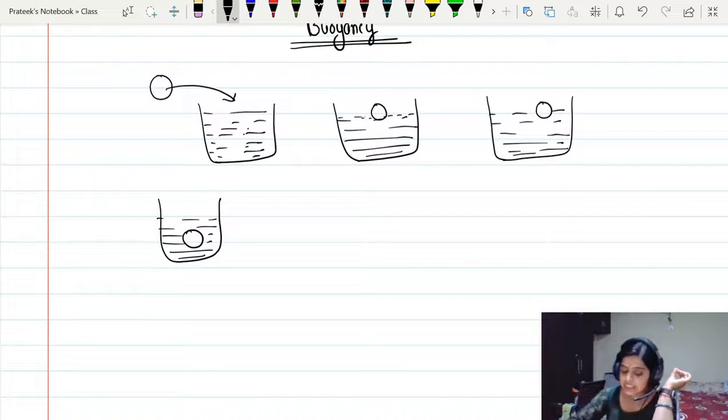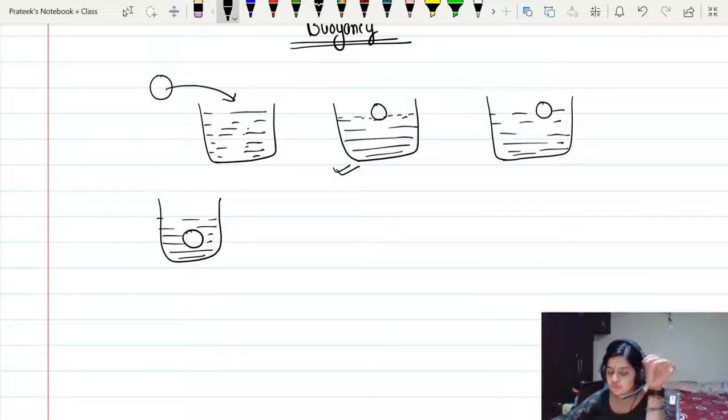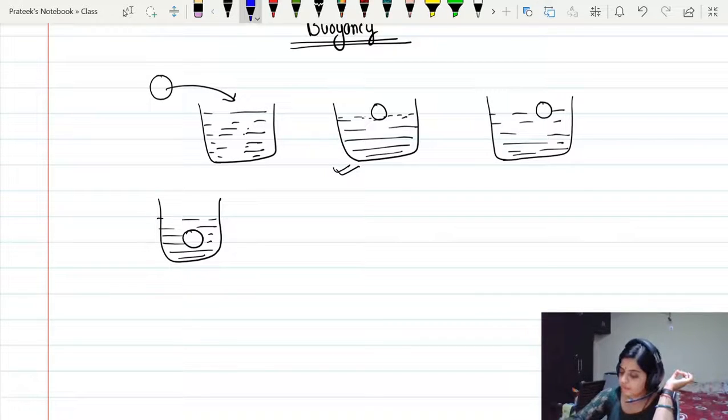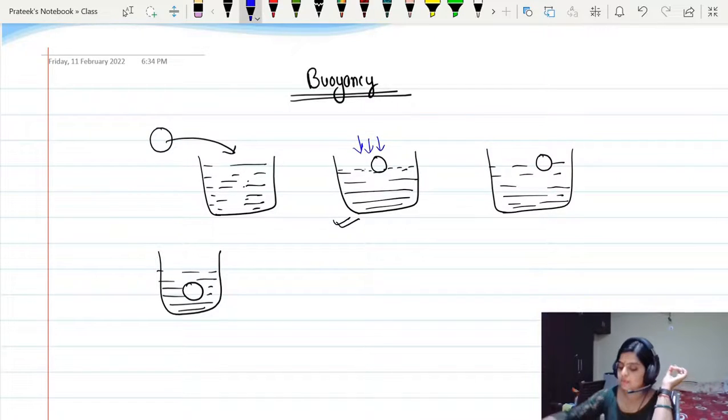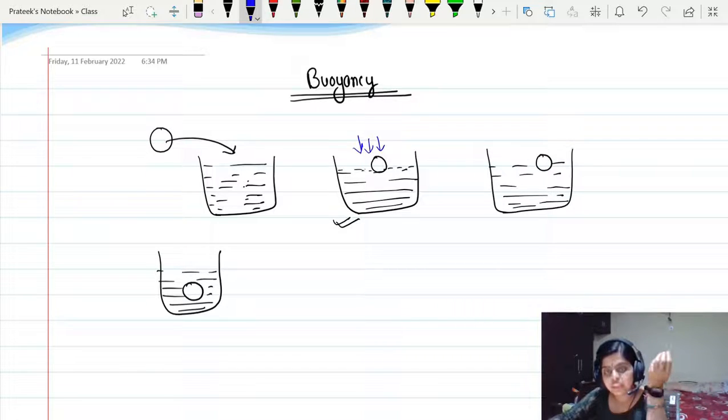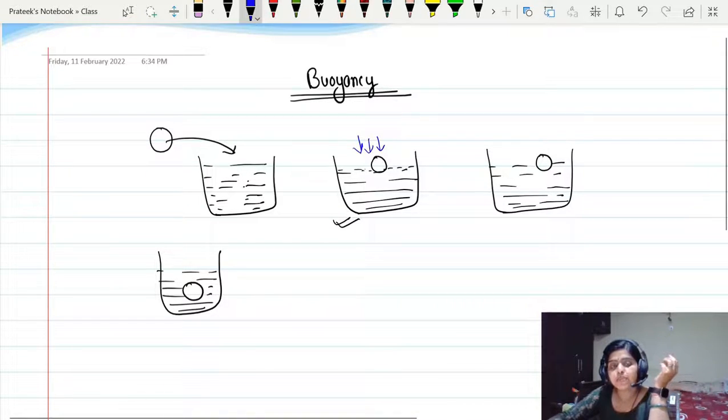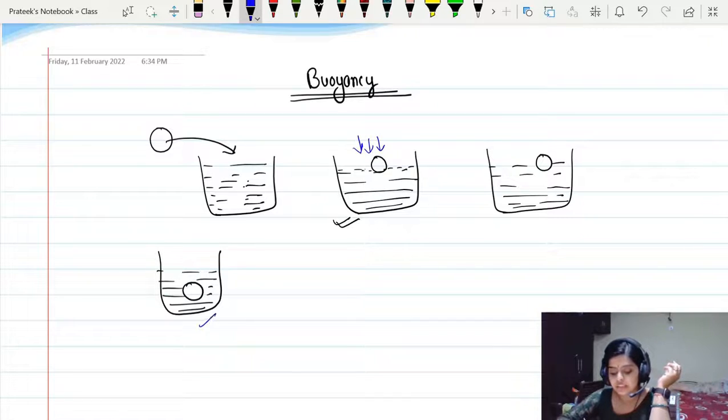You will see that the ball floats. If you try pushing it down, you will find it difficult to push. If you further try to push it deeper and deeper, it is very difficult then. That is because the upward force goes on increasing till the ball is completely submerged.